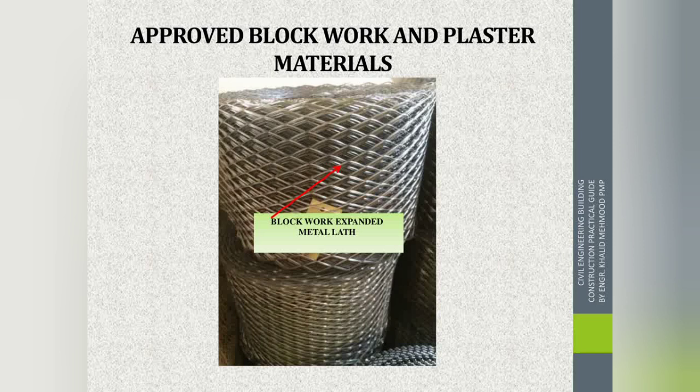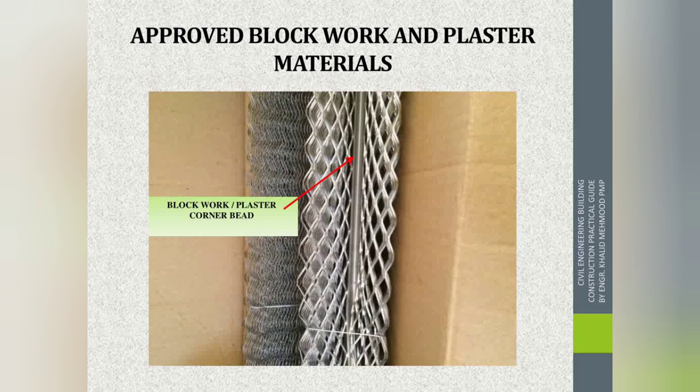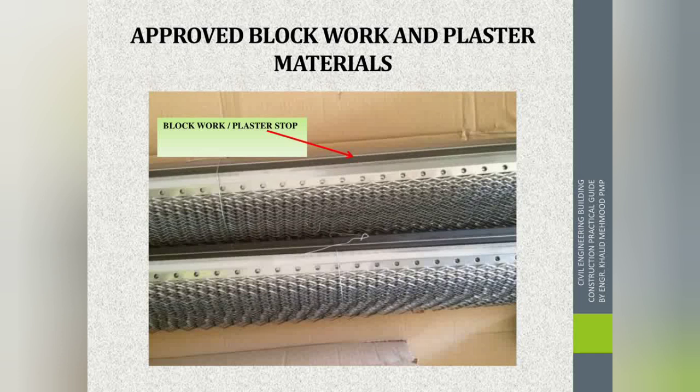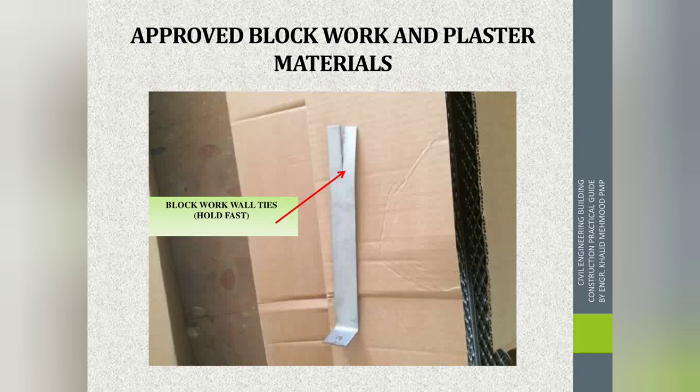These are the approved block work and plaster accessories. This is a GI mesh. This is a GI corner bead and other approved accessories. This is the plaster stopper. The plaster stopper is used where in the same wall we have plaster and marble or ceramic. This is a plaster stop, or stopping point. This is the anchor, wall anchor or hold fast. This is the connection between the block work and the concrete structure.